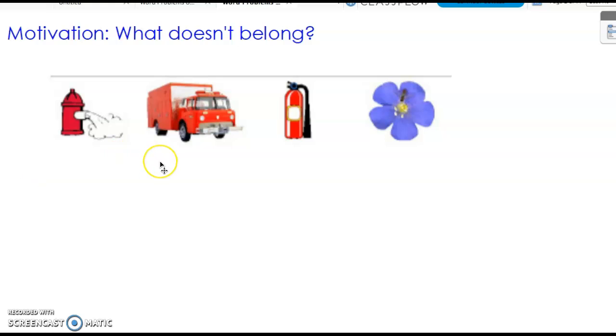Today, mathematicians, we will analyze word problems in order to determine unnecessary information and then calculate the solutions. Mathematicians, I want you to look at these three pictures. Which one does not belong and why? When you have an idea, please raise your virtual hand.